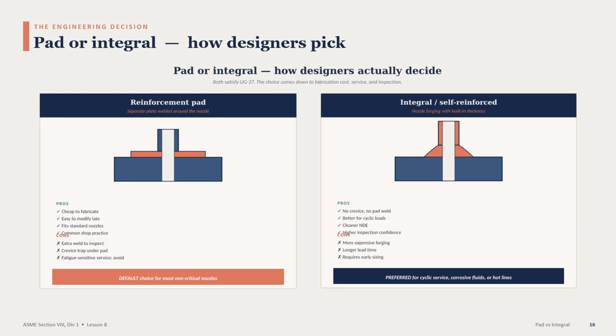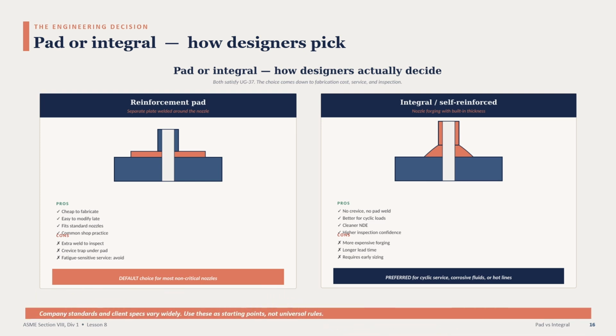Cons: more expensive forging. Longer lead time. You have to specify the forging early and order it before fabrication starts. And it requires early sizing. You can't easily bump up the reinforcement if the requirement grows late in design.